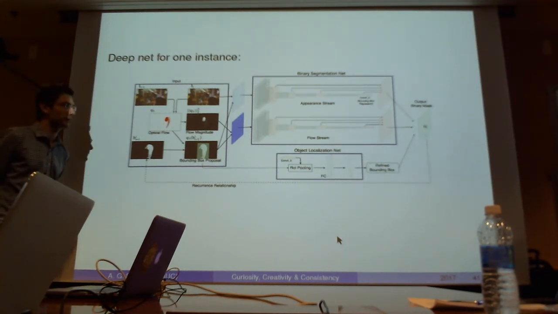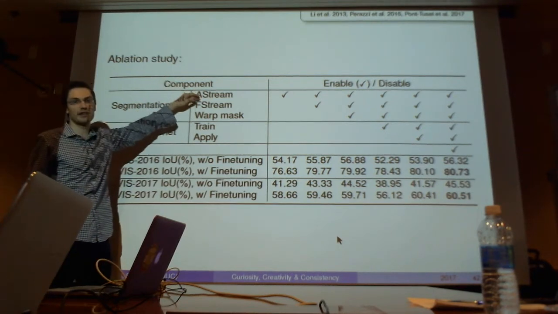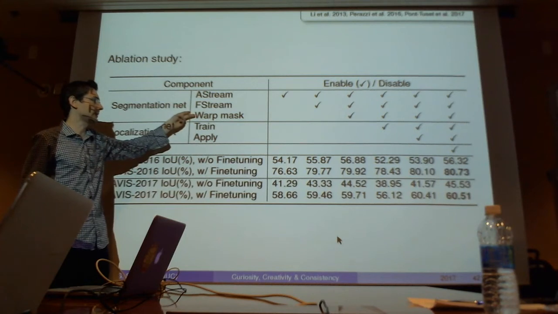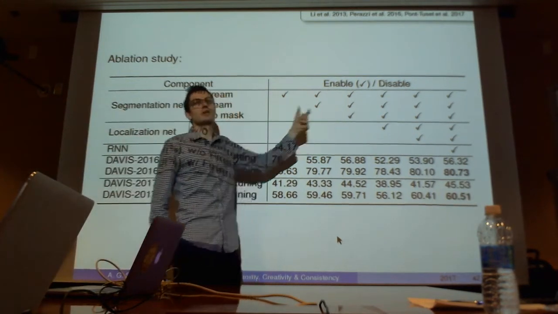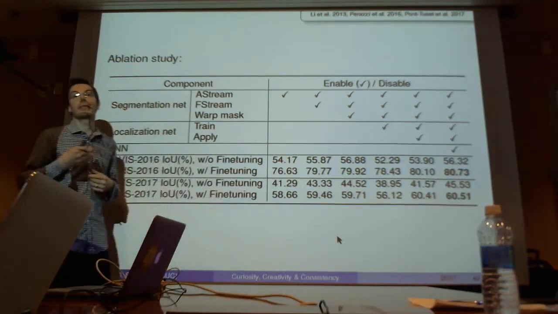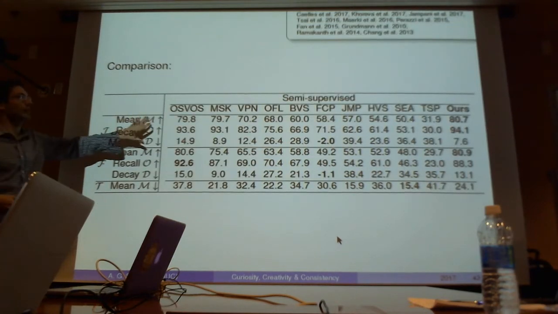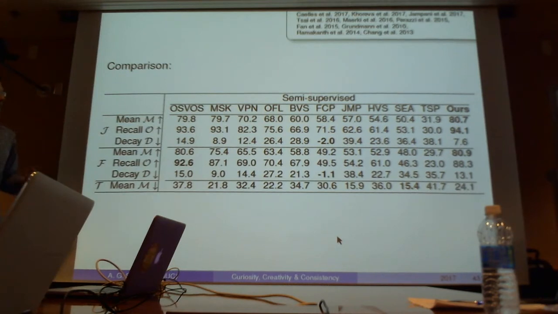Now, I know that this was quick, but if we look at an ablation study, we have the segmentation net, the localization net, and the RNN component. As I said, the segmentation net consists of an appearance stream, a flow stream, and then warping the mask or not warping the mask. And you can see we enable all those components one by one, on some of the standard data sets that were released recently, and the more components we enable, the more the performance improves. We also compared this to a set of baseline approaches, and we obtain decent performance on this novel task of video object instance segmentation.